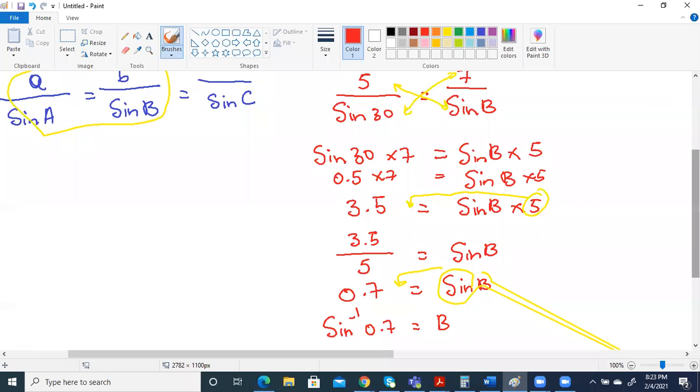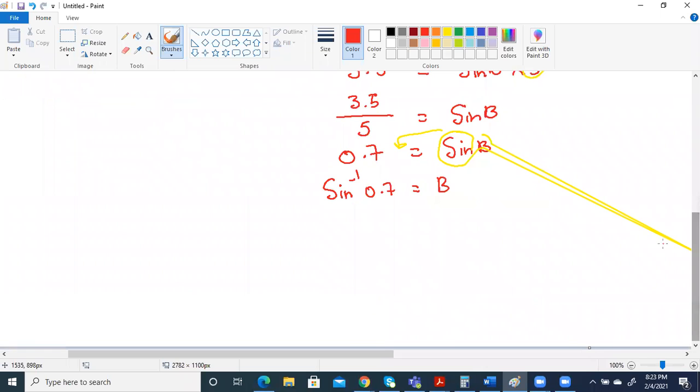So the angle that we were trying to find is 44.427, which I'm going to round off to 44.43. That's what your angle is. And it's an angle, so you need to put your degree sign there.